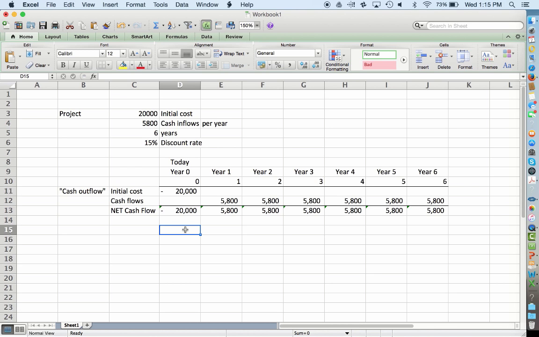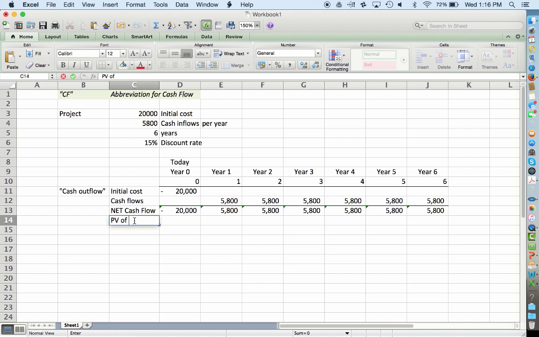And if you guys see something that says CF, CF is an abbreviation for cash flow, okay? Just because fingers get tired after typing the same thing over and over. All right, now what I want to do is I want to calculate the present value of the net cash flow.